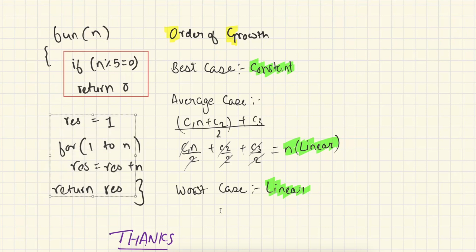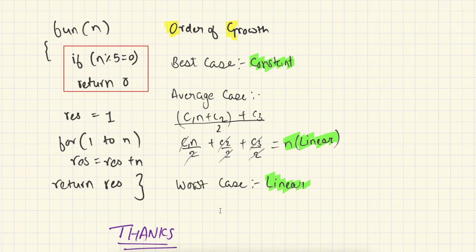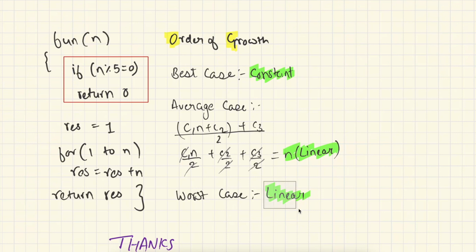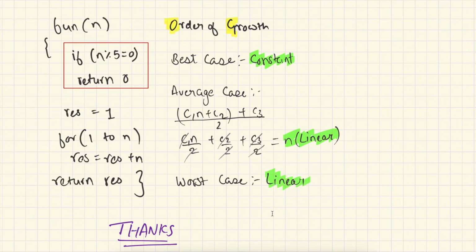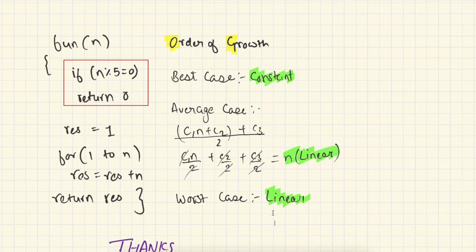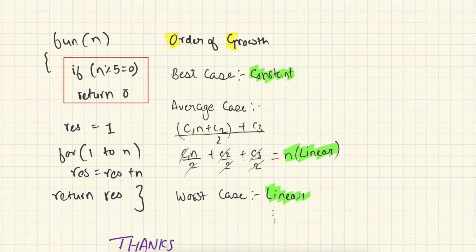So in the worst case, the order of growth of this function is also going to be linear. And we are always interested in the worst case. Let me give you an example to understand why we are interested in the worst case and not in the best case. If you have developed a software and you tell your clients that in the best case it takes 1 second to open, but you don't know how much time it takes in the worst case, do you think your client will buy your software? Obviously not, because you don't know what happens in the worst case.